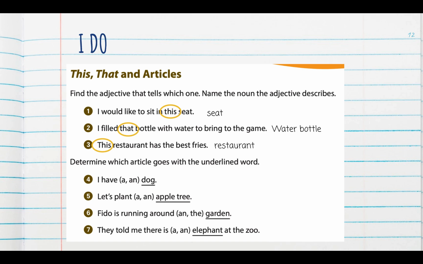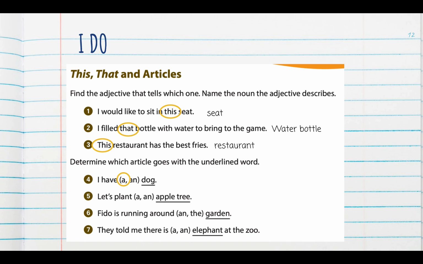Numbers 4 through 7 say to determine which article goes with the underlined word. So I have a dog or I have an dog. I see that the noun underlined here is dog, and dog starts with a consonant, so we are going to use the article a.